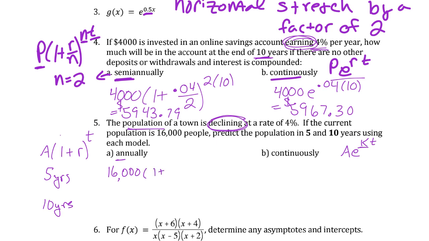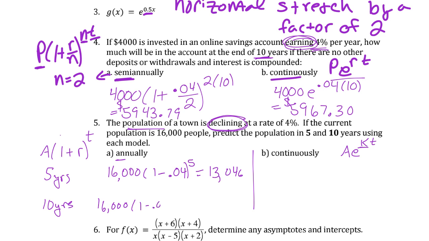1 plus, it's actually not plus, it's minus, as soon as I said that, because it's a negative rate, so minus 0.04. And the time for this one was 5 years. Put in our calculator, this one we get 13,046. I'm rounding it to the nearest person because you can't have part of a person.